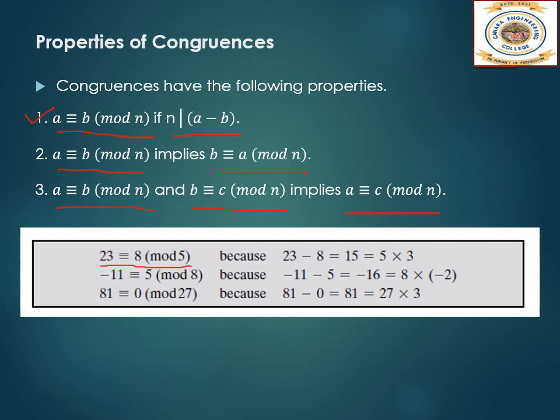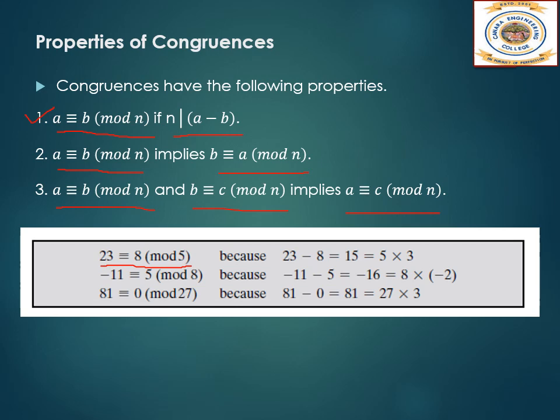Now according to the first property, A is 23 and B is 8. Right. Now according to this, if A is congruent to B mod n, then n divides A minus B. What is A? 23. And what is B? 8. So n is 5.